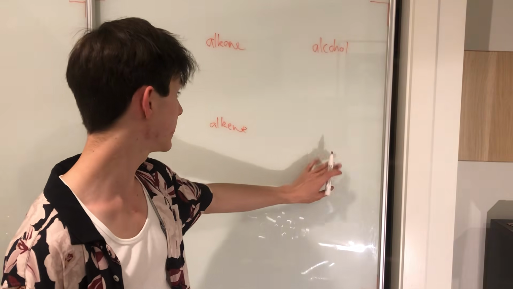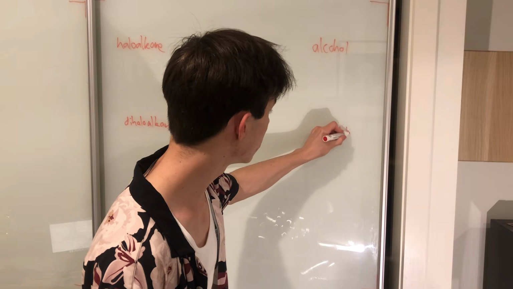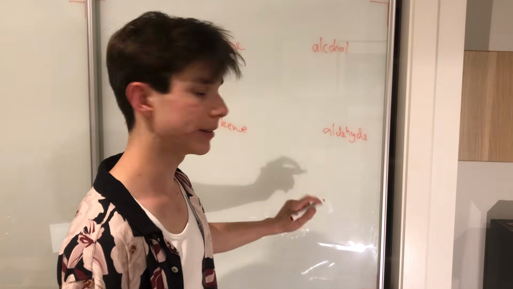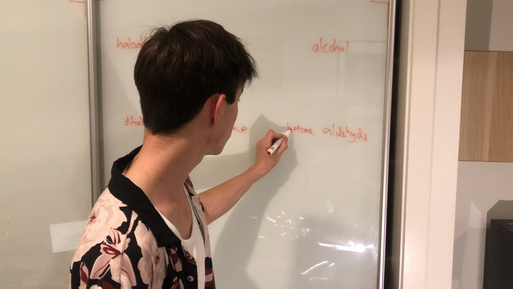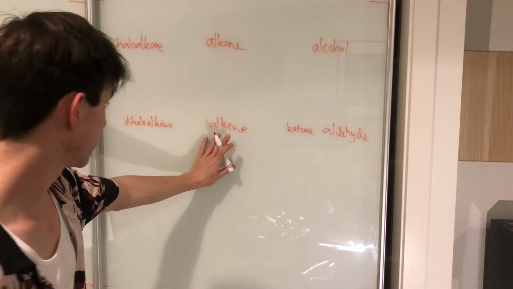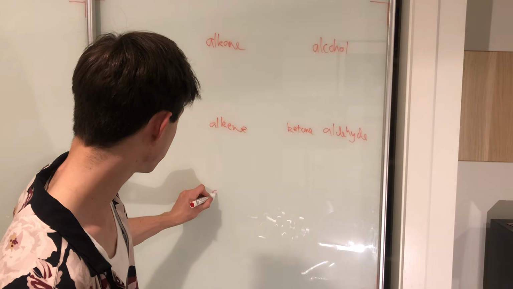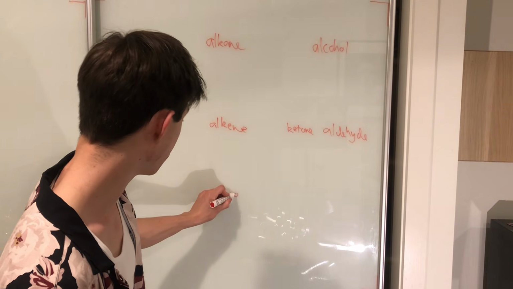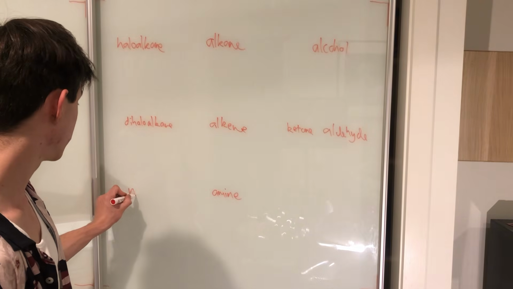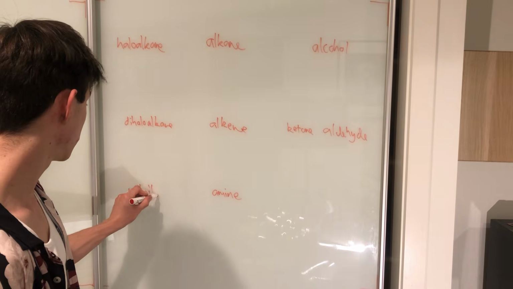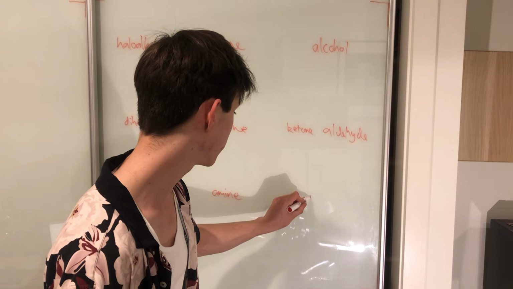And to the right of that, you're going to put aldehyde over here and ketone, just slightly to the left. Then underneath alkene, I want you to put amine, not amide, amine. To the left of that, nitrile. To the right of that, carboxylic acid.